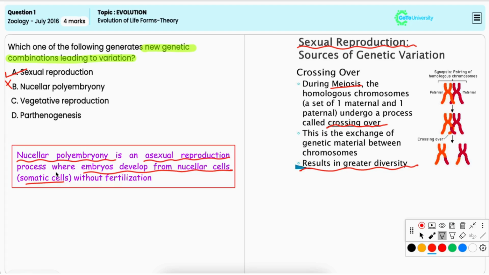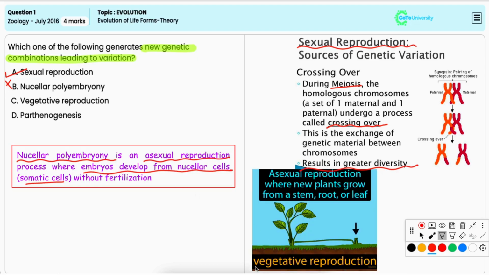Option C, vegetative reproduction. It is also incorrect because it refers to reproduction that involves the development of new plants from vegetative parts such as the stems, roots, or leaves. And since it is a form of asexual reproduction, the offspring are genetically identical to the parent and genetic variation is not seen.